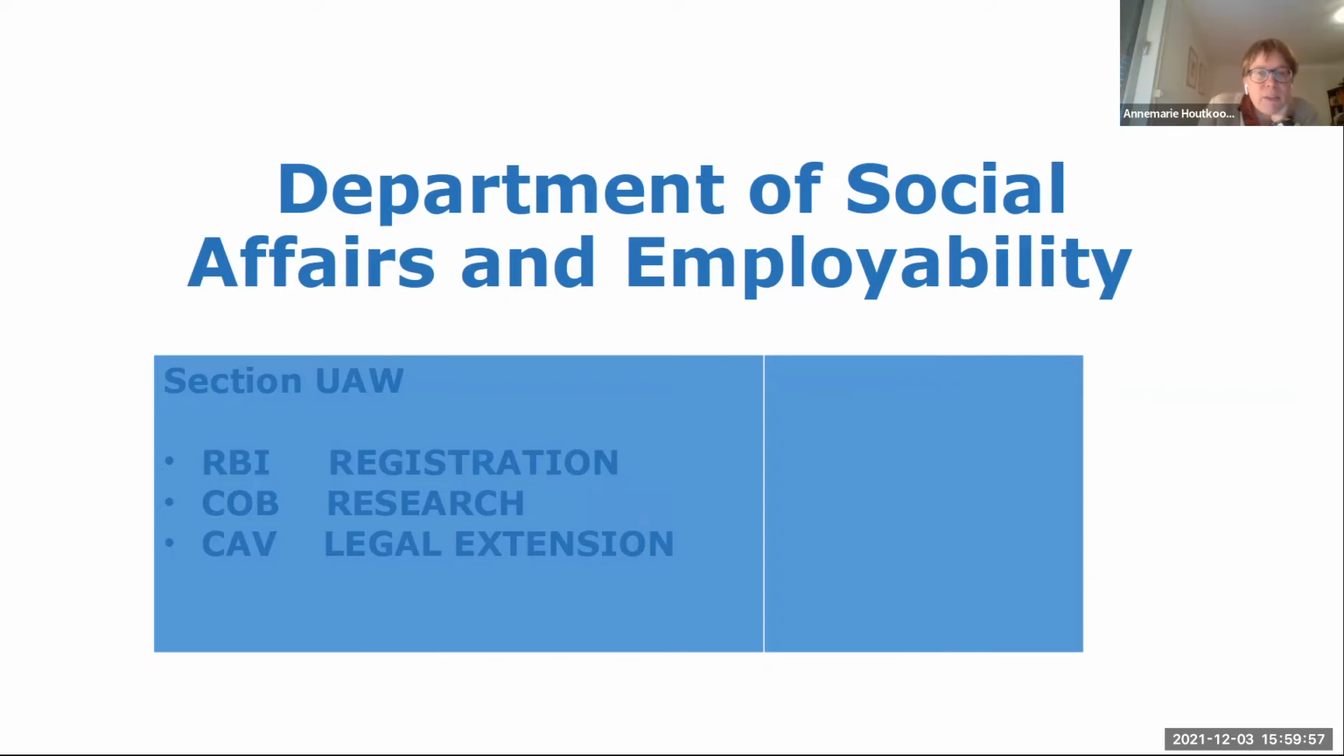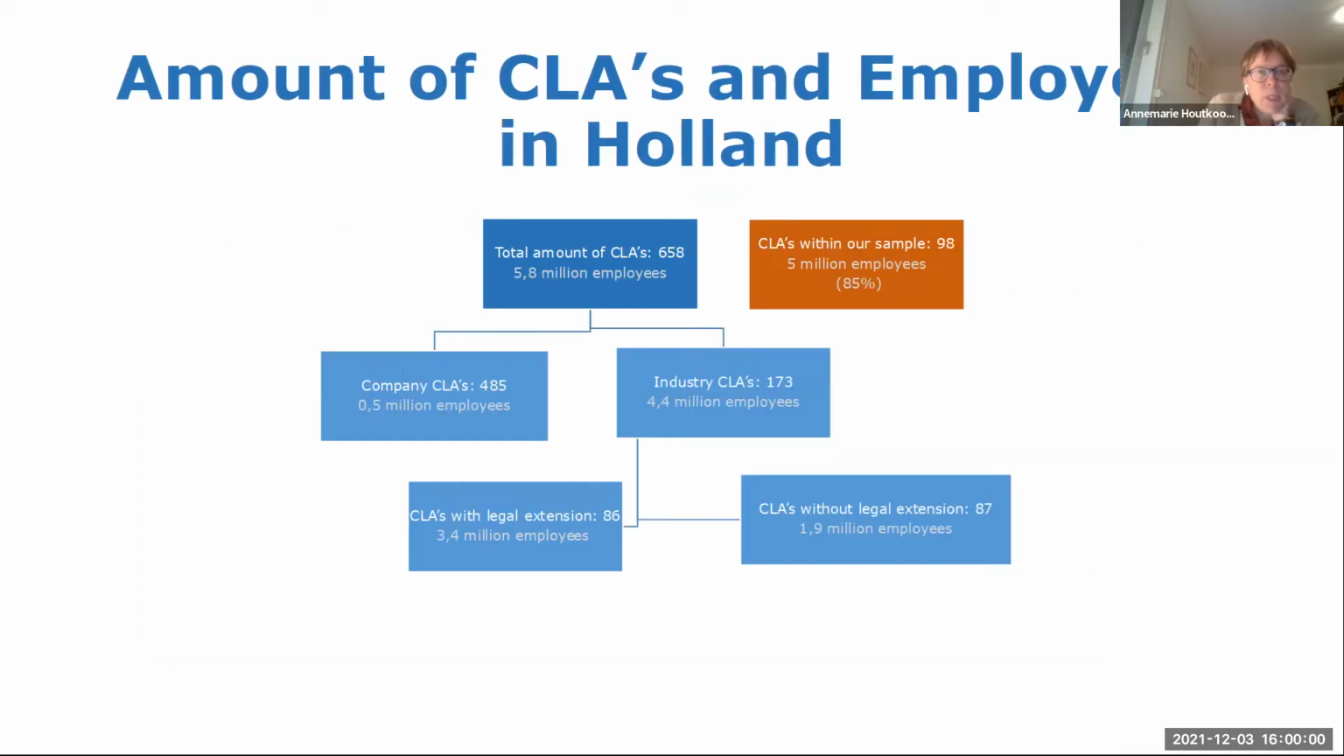Next slide, please. This is a figure with the amounts of employees in Holland who have a CBA. In total, we have 685 CBAs, and they're registered for 5.7 million employees. For 3.4 million people, there is a legal extension of the CLA. And for our research, we use 98 of the biggest ones. And that's for about 4.9 million employees, which is about 85%.